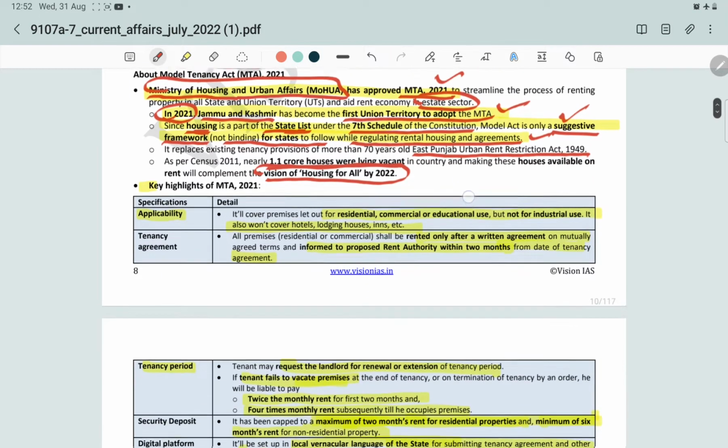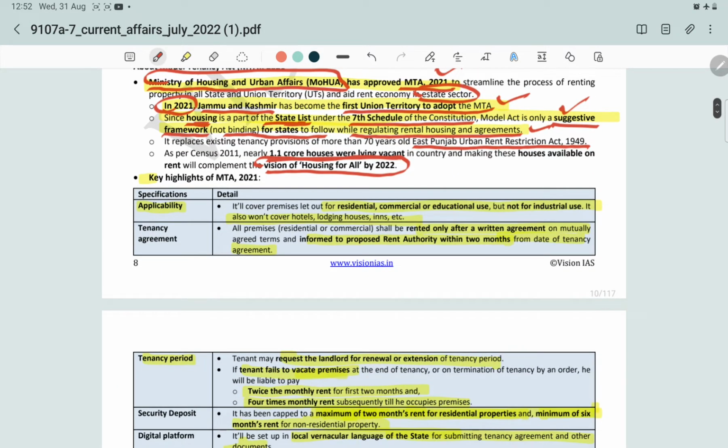And there are some key highlights of the Model Tenancy Act 2021, and the first is its applicability. It will cover premises let out for residential, commercial or educational use, but not for industrial use, and it also won't cover hotels, lodging houses or inns. So not for industrial use.